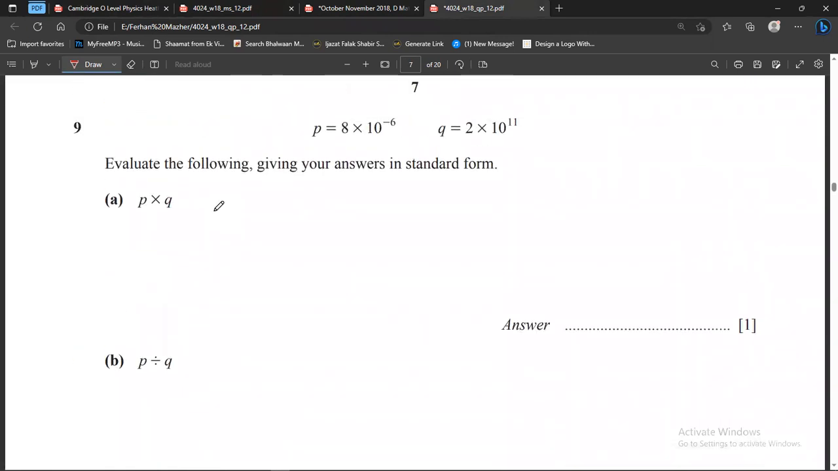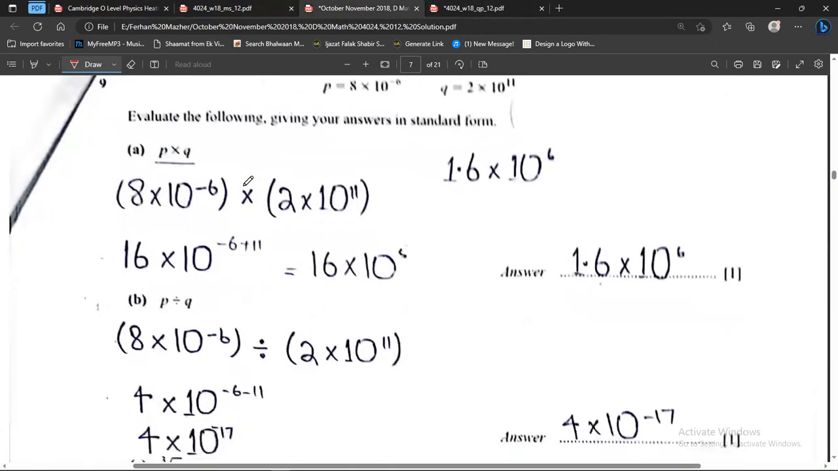Question number 9. P is equal to 8 times 10 to the power minus 6 and Q is equal to 2 times 10 to the power 11. So in the A part, he says P multiply Q. P multiply Q means you will have to multiply these two numbers. Okay, so 8 times 10 to the power minus 6 multiply 2 times 10 to the power 11. So 8 will multiply 2. So 16 into 10 raised to power, the powers will be added. So it will become 10 raised to power 5. This will become 16 into 10 raised to power 5.